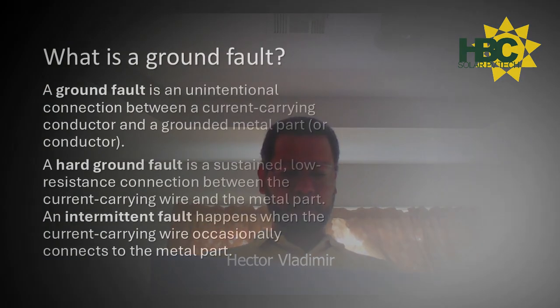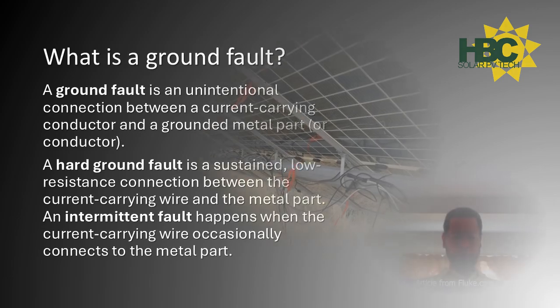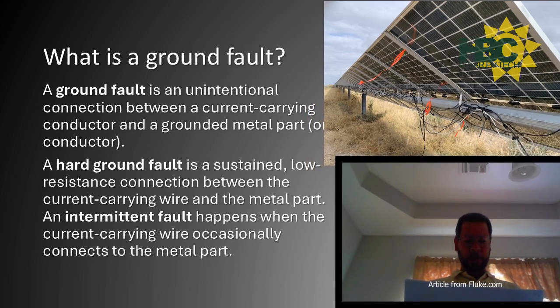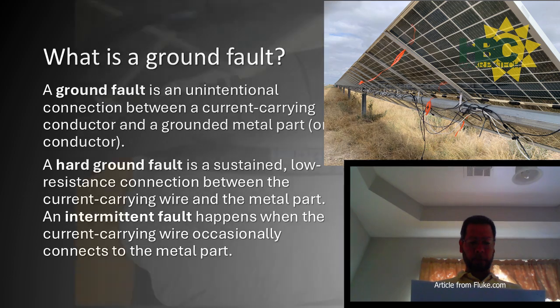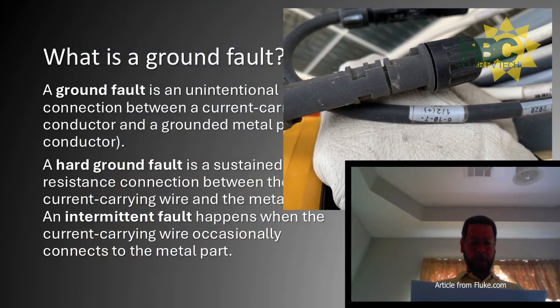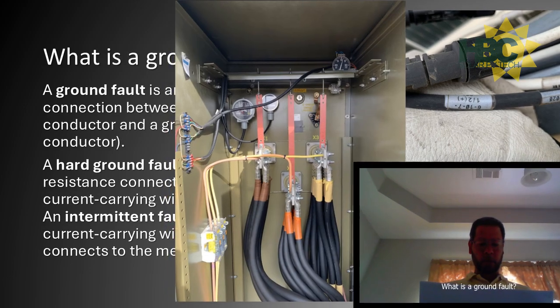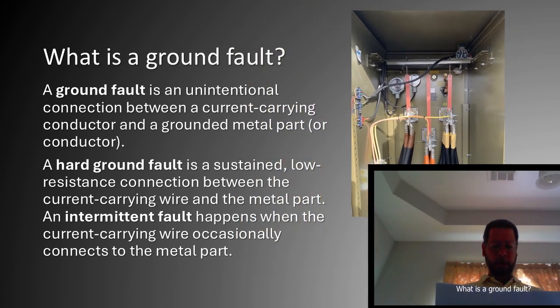What is a ground fault? A ground fault is an unintentional connection between a current carrying conductor and a grounded metal part. On the DC side of a PV array, ground faults typically occur on either the positive or negative wire. They can also happen on one of the ungrounded conductors, L1, L2, or L3. That's line 1, line 2, or line 3.